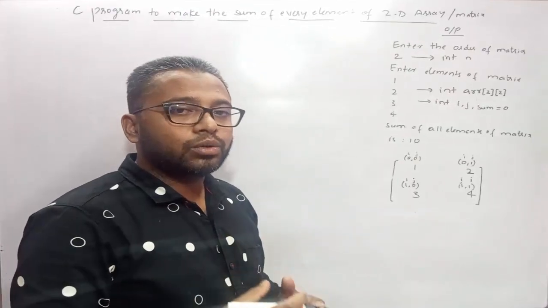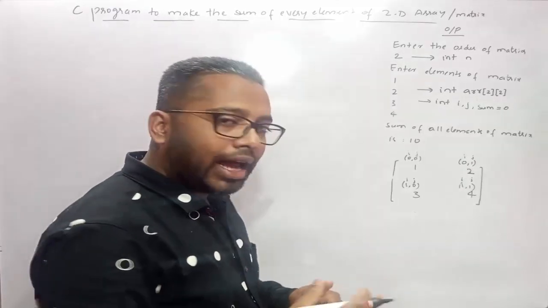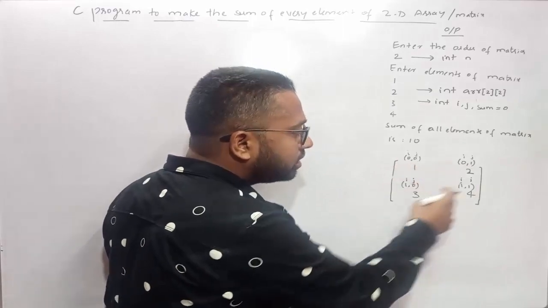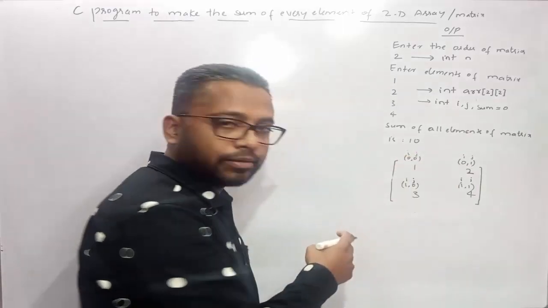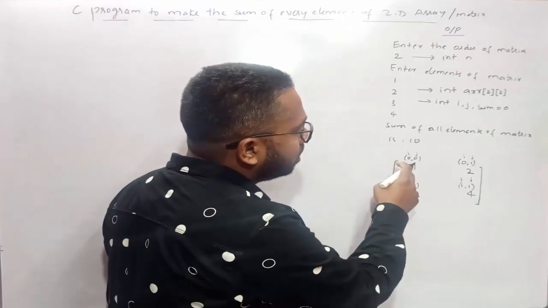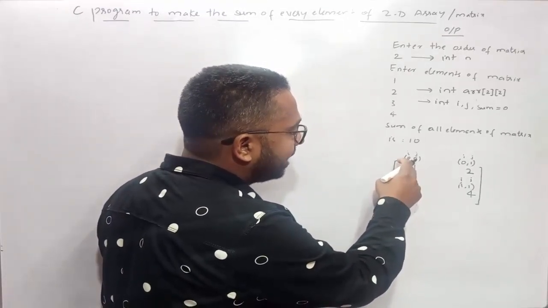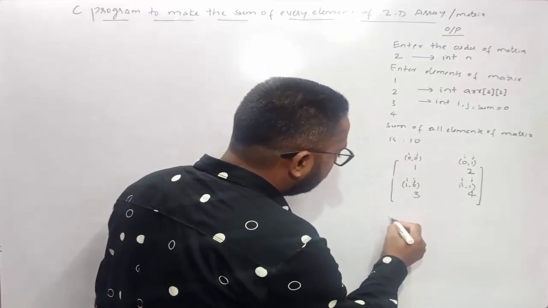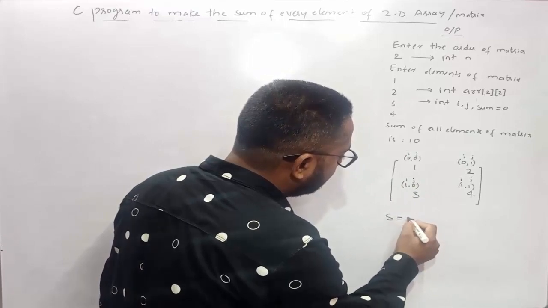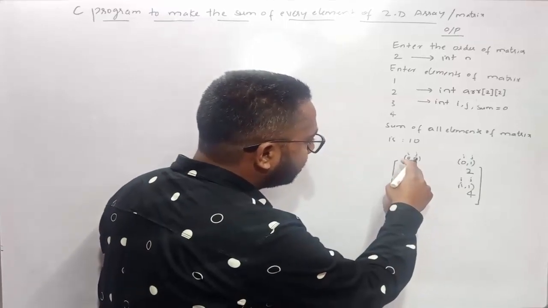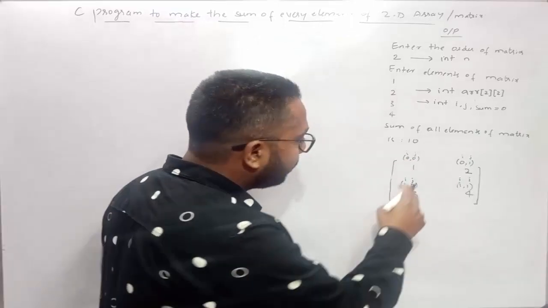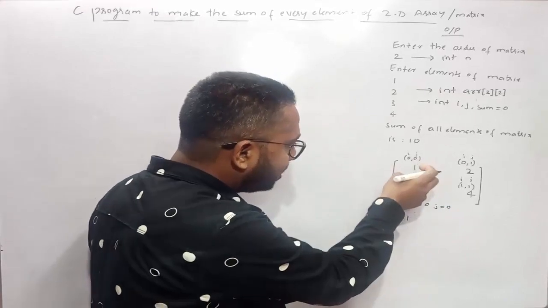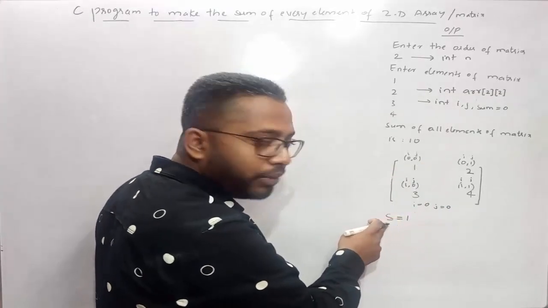Now let me tell you what our approach should be. As we already understood, these elements need to be accessed only with these indexes. First, I should visit the first location which has the index 0 comma 0, where i will be 0 and j will be 0. Then I will take this value and store it inside the variable sum.